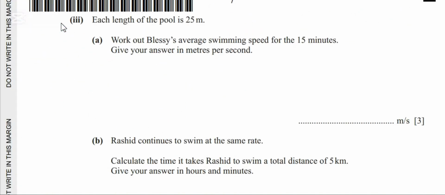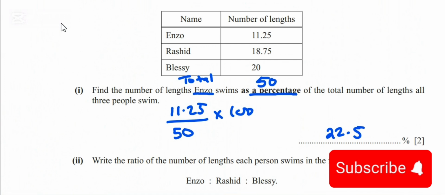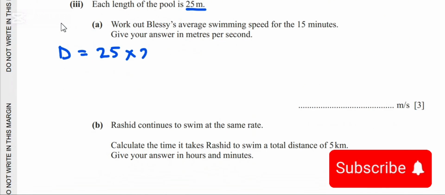The third part of this question says each length of the pool is 25 meters. Part a says work out Blessy's average speed for the 15 minutes. Give your answer in meters per second. So first of all, we need to find the distance. Distance is going to be the number of lengths of Blessy times the length of the pool. So we're going to have 25 times the number of lengths of Blessy, which is 20. So we're going to multiply by 20.